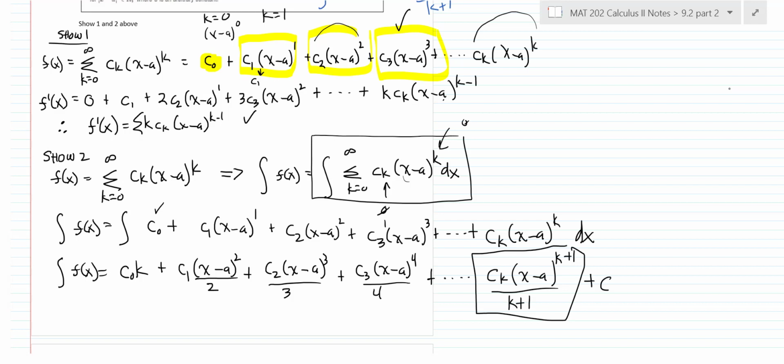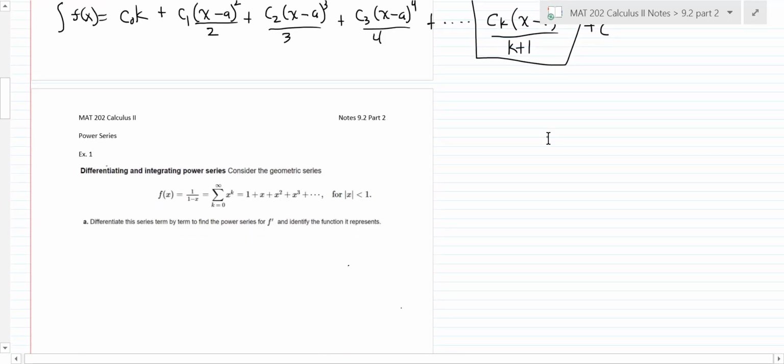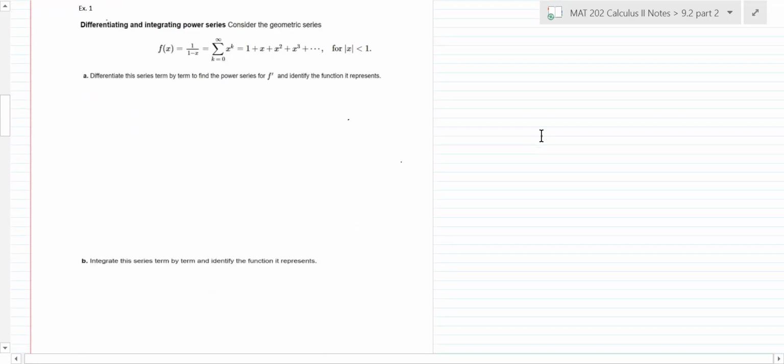Now I am going to do a couple of examples just to get the idea going on this. Then we're going to move on into just a real simple thing in 9.3 today also. All right, let's do just one example on this next page. I'm giving you a power series, right here.